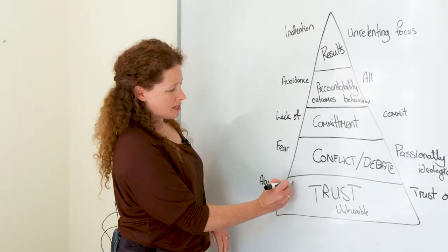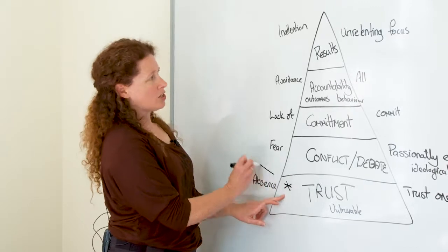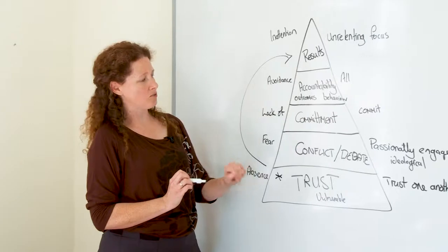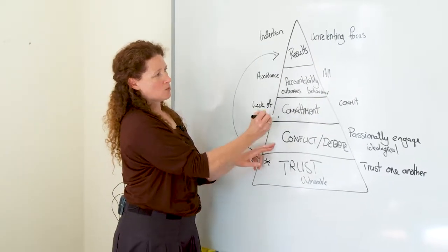We start with trust. We start down here with trust, and then we're going to jump up to results because there's no point going into conflict until we're clear what we're having the conflict about, and then we'll come back down and work our way through.